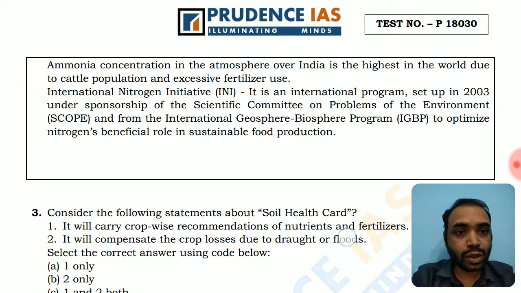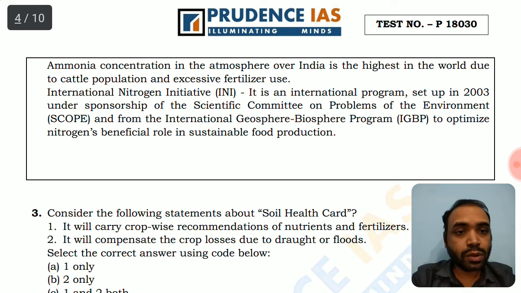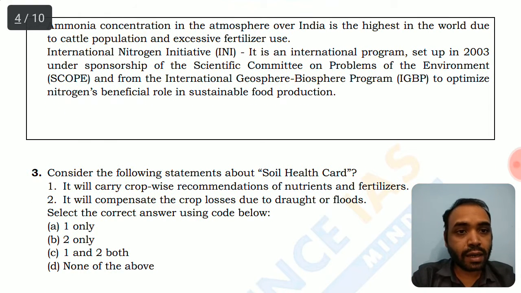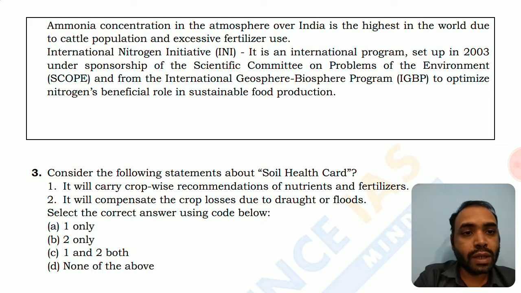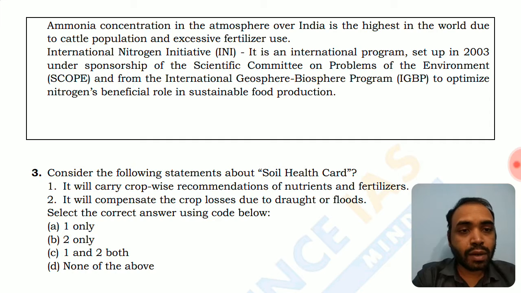UPSC has asked a previous question. Some confusing options were there regarding the soil health card and its capabilities. Basically it is a crop-wise recommendation of nutrients and fertilizers. Let's look at the options. It will carry crop-wise recommendations of nutrients and fertilizers. This is correct, and this will help the farmers because we have seen that with excessive use of nitrogenous fertilizers, there is a degradation of land.